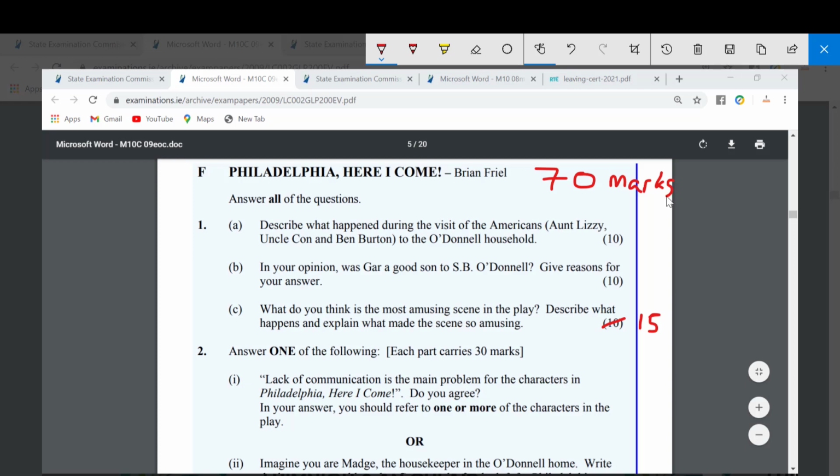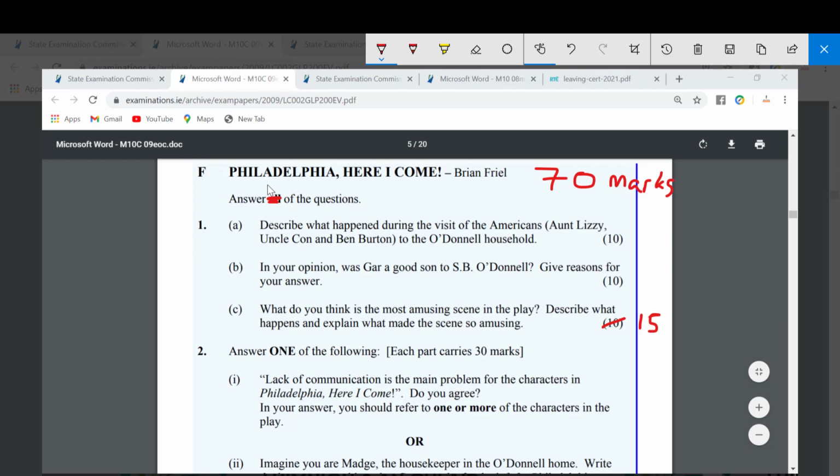Okay, so let's look at the single text. I'm using Philadelphia, Here I Come as an example. So this year, the single text will be worth 70 marks. There will be 4 questions. The first question will be divided into 3 parts: 10 marks, 10 marks, 15 marks. In the old days, it was 10, 10, 10, but this year, question 1 will be 10, 10, 15.